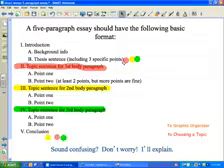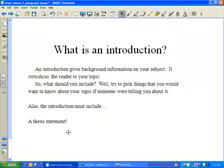But the introduction is a formula. The red comes first, the yellow comes second, the green comes third. So let's talk a little more about what these things are, topic sentences and thesis sentence. So first let's talk about the thesis sentence. Your introduction introduces your topic, and you give a little bit of background information.